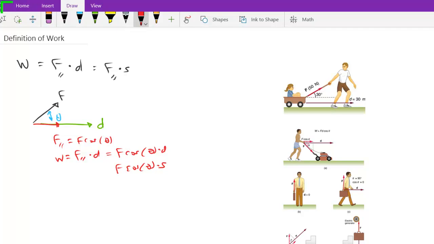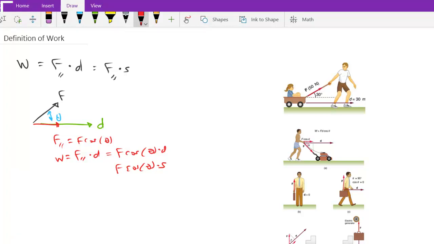So an object must be moving for work to be done. You can push against a wall or something, you can push against it all day long. You can get really tired at the end of the day, but no work was done unless some displacement occurred. So there must be some displacement, and there must be a force causing this displacement.